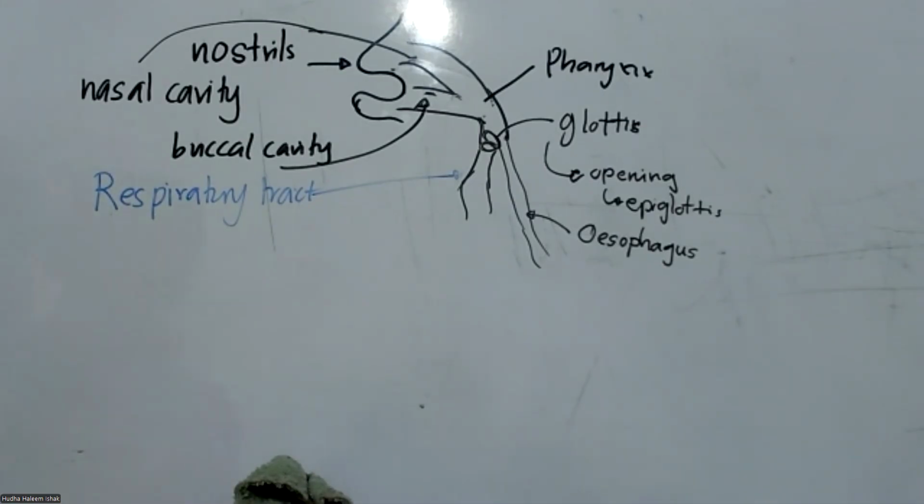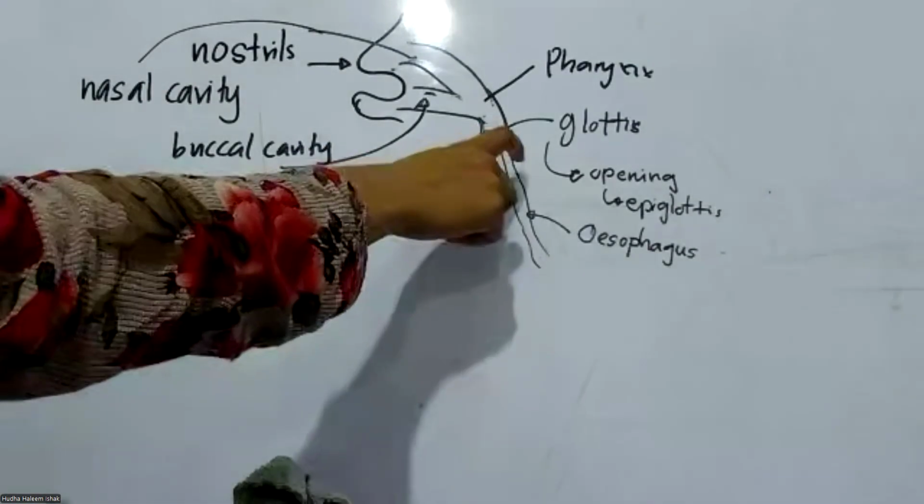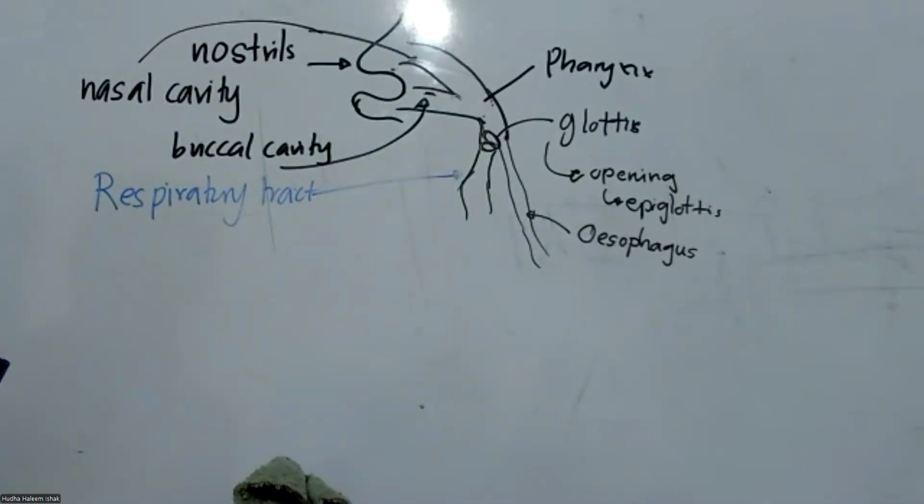Okay, now let's continue. So what is happening here? We have the epiglottis and the glottis. And in the digestive tract, we have the esophagus. You all would have studied the digestive system, no? So in the digestive tract, we have the esophagus, the long tube.